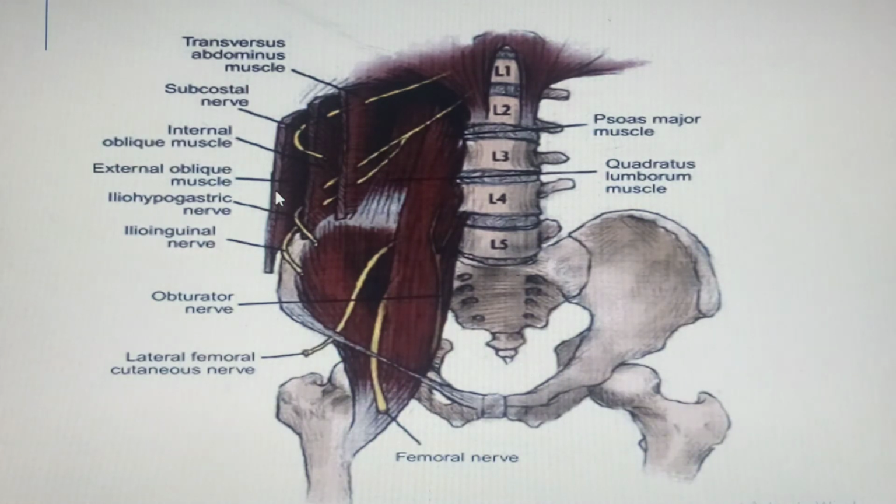So remember that the iliohypogastric nerve is a mixed nerve. It is going to supply the skin on the anterosuperior quadrant of the gluteal region. Apart from that, it will supply transversus abdominis and internal oblique, as trilaminar muscles, as the flat muscles of the anterolateral abdominal wall, except the external oblique muscle.